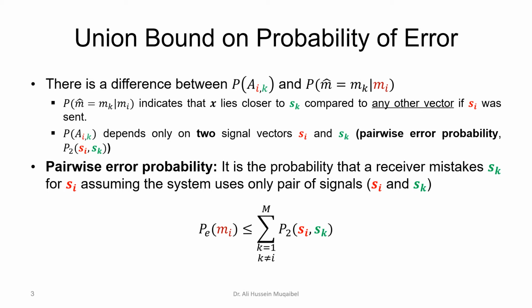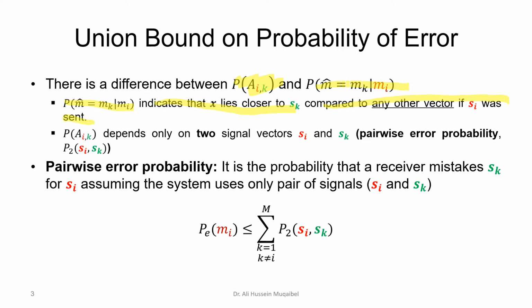Now, the union bound on the probability of error. There is a clear difference, as we have seen, between what we want, the probability of making a wrong decision, or the probability of picking S2 when S1 was transmitted, because in this case we consider all possible symbols, but here we are only looking at the pairwise error probability. So P(M-hat = M_k | M_i) indicates that x lies closer to S_k compared to any other vector if S_i was sent.